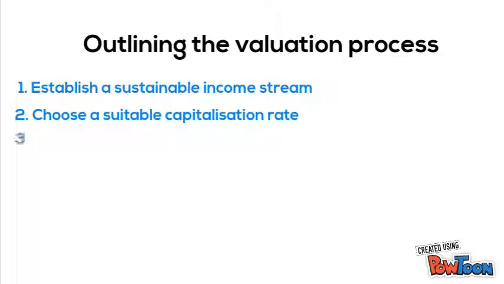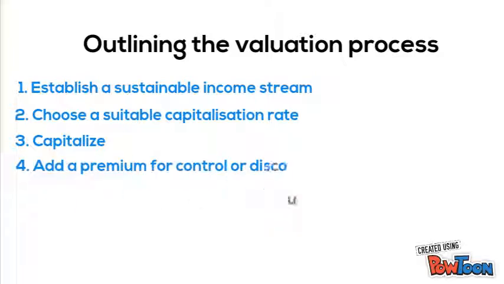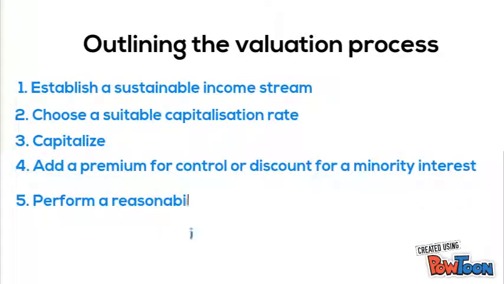Next, we capitalize the earnings. This is done by taking the sustainable earnings figure and either multiplying by your risk-adjusted PE ratio or dividing it by your risk-adjusted earnings yield. Then we add a premium for control or a discount for a minority interest. And finally, we perform a reasonability check against the company's net asset value.